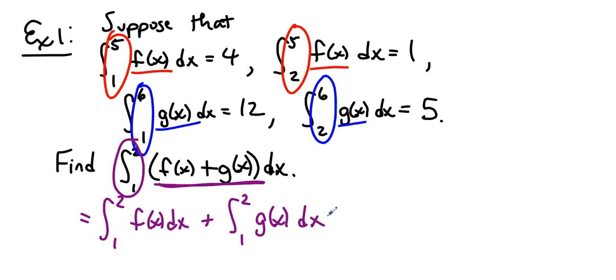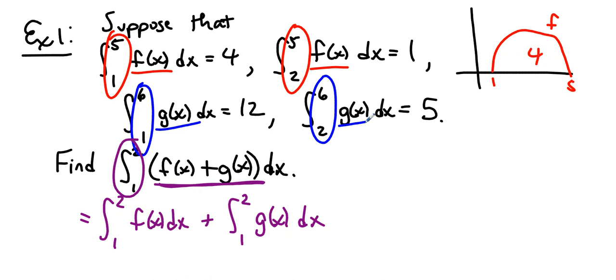We can break that up into two integrals. Well, that's fine. I don't have a problem with that, except that this is 1 to 5, and this is 2 to 5, and that's 1 to 2. And this is 1 to 6, and that's 2 to 6, and that's 1 to 2. But you're probably already three steps ahead of me, because you know that the integral from 1 to 5 for some f of x, this integral is 4.